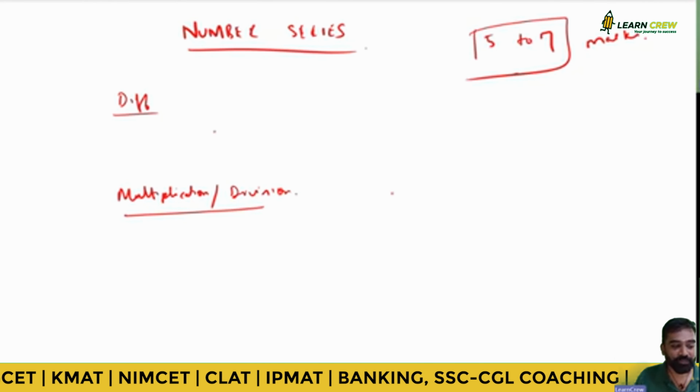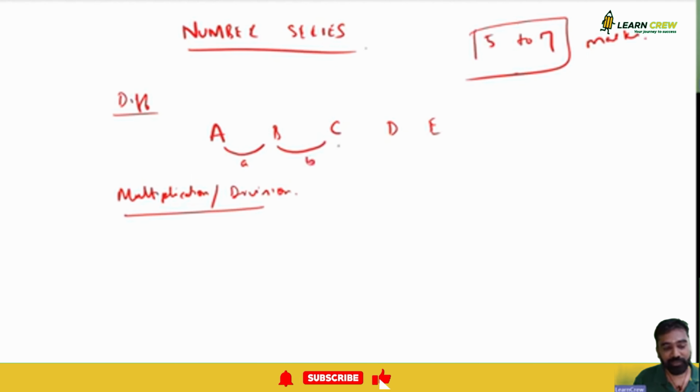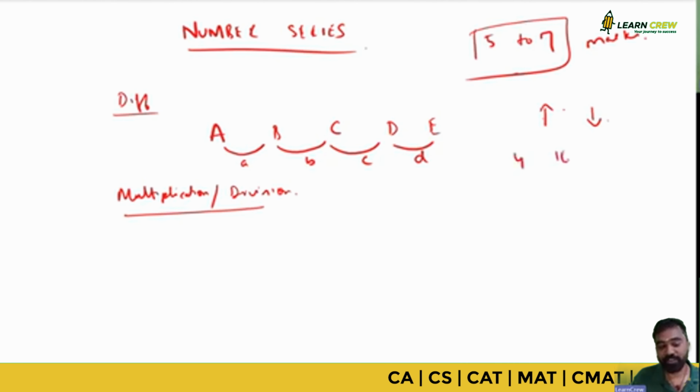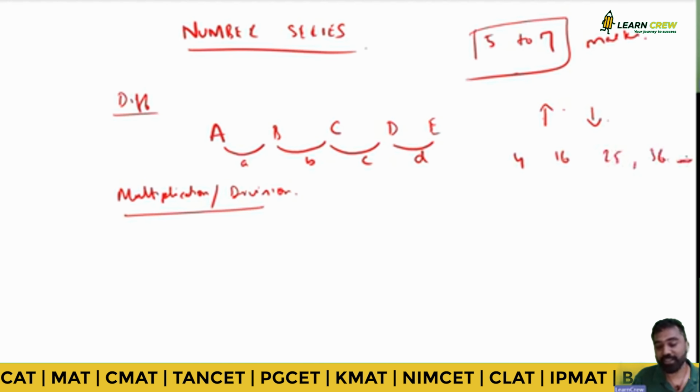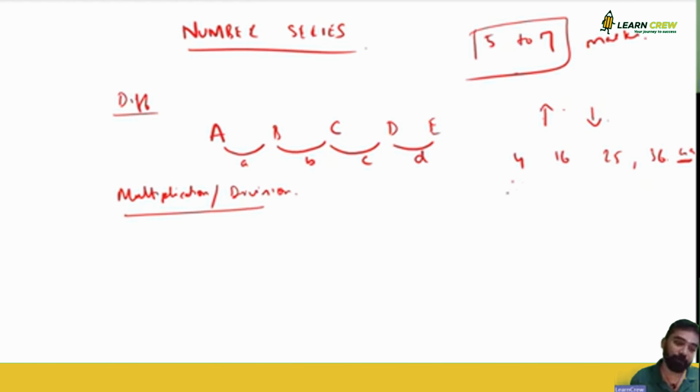Okay. Now, in case of a difference, imagine I'm having something like A, B, C, D, E. The difference between A and B might be something like small a, then small b, small c, small d. Now, these small a, b, c, d might be in an increasing order, or in a decreasing order, or it might be squares, something like 4, 16, 25, 36. In this case, the next number would be 49. Or it might be cubes, something like 1, 8, 27, 64, and it keeps on going. So in this way, you can have different series.